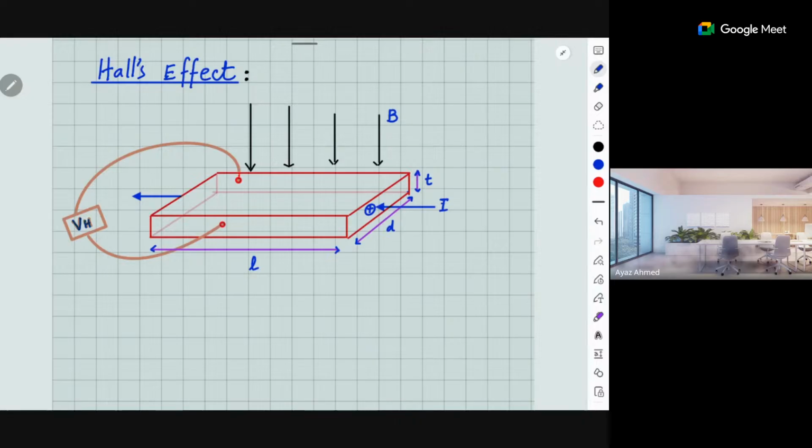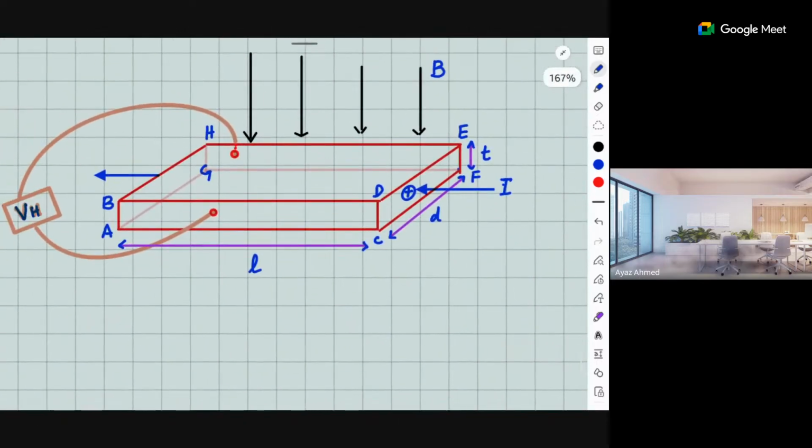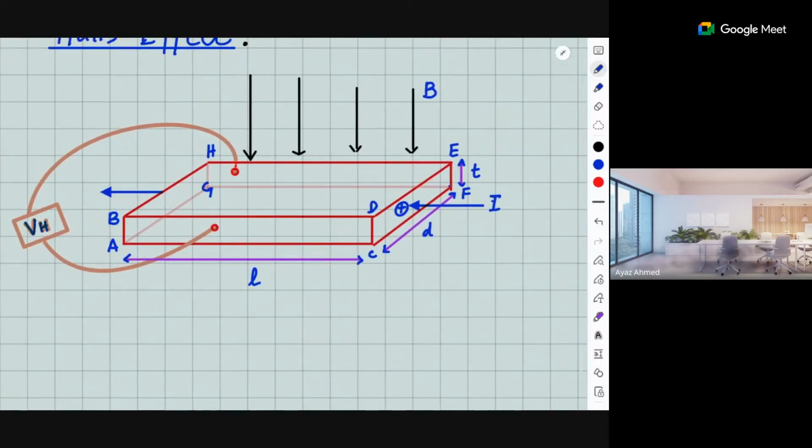Should I name these faces? This face is A, B, C, and D. The other side is, let's say, E, F, G, and H. Okay, now is it clear to you? So all these faces are named. My question is, where will this charged particle be drifted when it is entering from right side to the left in the presence of this uniform magnetic field? Towards the face ABCD or EFGH?